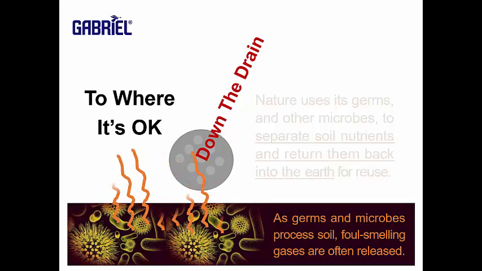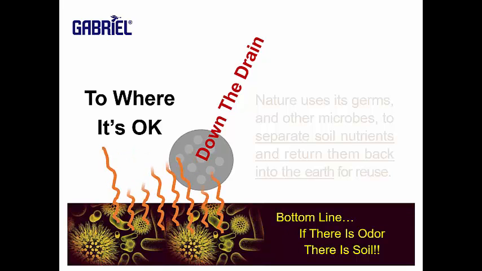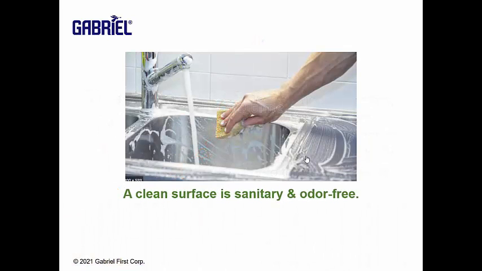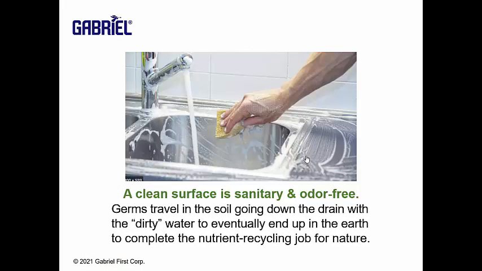As germs and microbes process soil, foul-smelling gases are often released. Bottom line, if there's an odor, there is soil somewhere. A clean surface is sanitary and odor-free. Germs travel in the soil, going down the drain with the dirty water to eventually end up in the earth to complete the nutrient recycling job for nature.